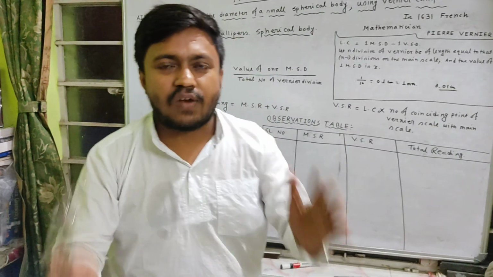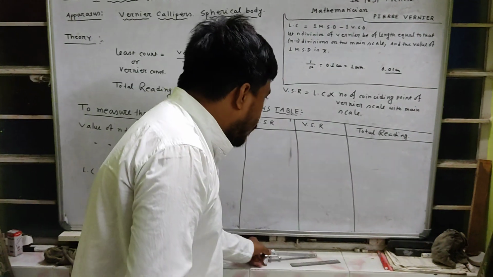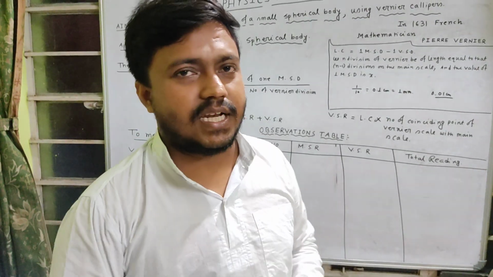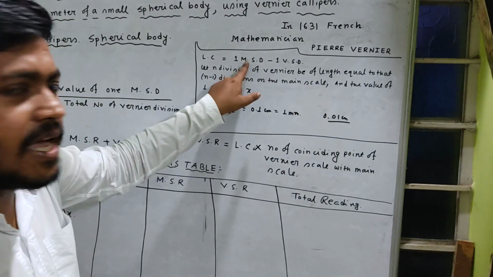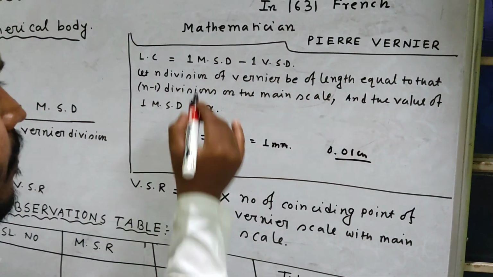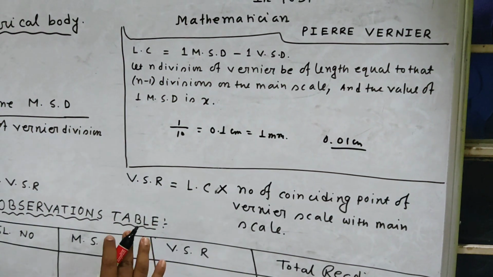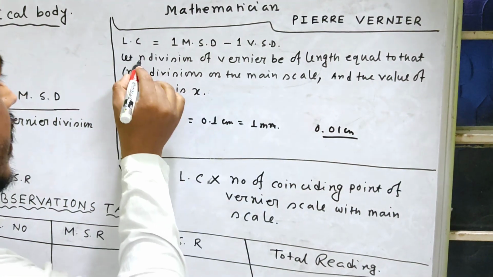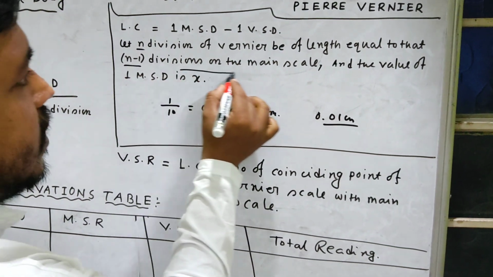So now, students, we can find the least count of the vernier calipers. What is the formula behind this? The formula to find the least count of the vernier scale is the value of one main scale division minus the value of one vernier scale division. So the least count formula is: one M.S.D. minus one V.S.D., meaning one main scale division minus one vernier scale division. From our previous discussion, we have already clarified the concept: if the number of vernier scale divisions is n, then it is equal to n minus 1 divisions on the main scale.